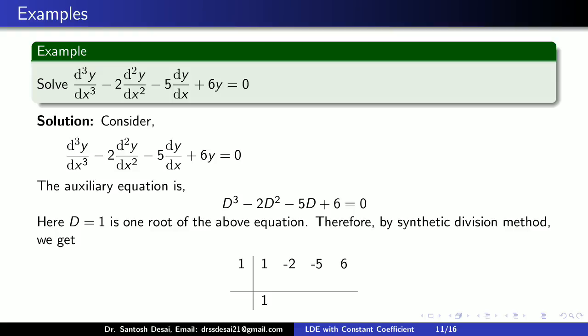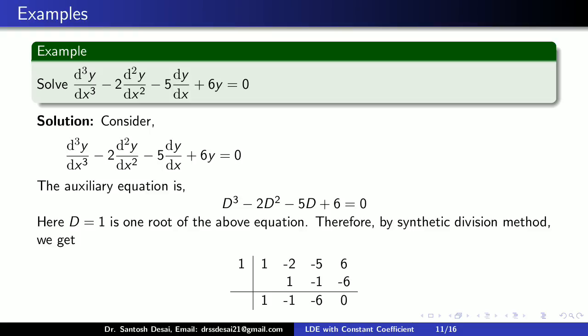Now you multiply this first element by the root and write it below the second element, that is below the minus 2. So 1 into 1, you write below that minus 2. Now add this minus 2 and 1, and you get minus 1. Again multiply 1 into minus 1, we get minus 1, and write it below minus 5. Adding these we get minus 6, and again multiply 1 into minus 6, that is minus 6, and then you will get 0. Now this is our synthetic division method.